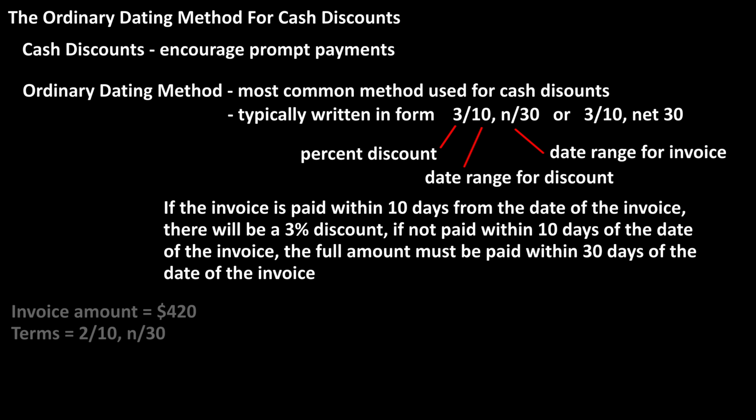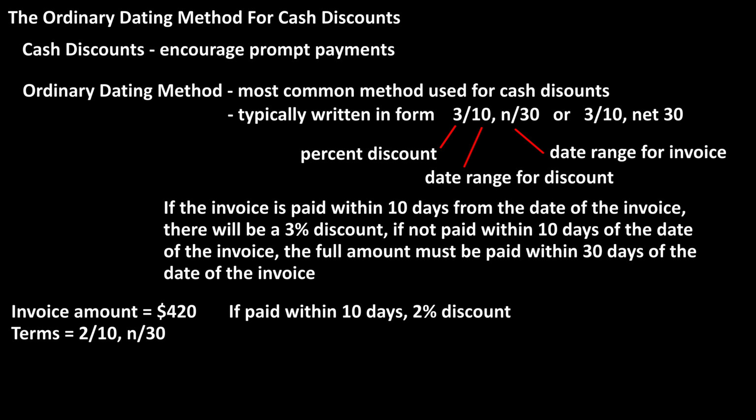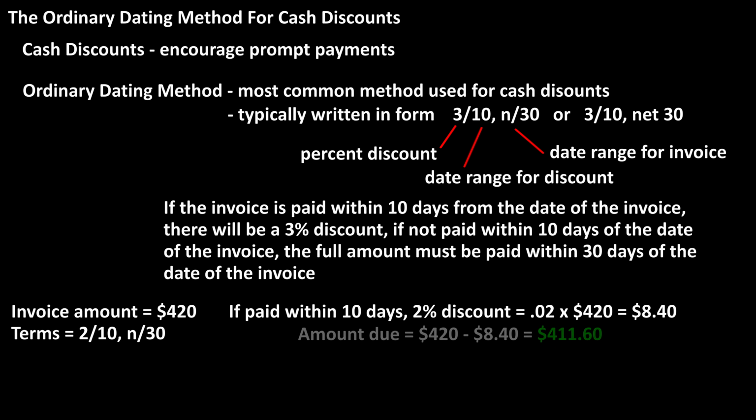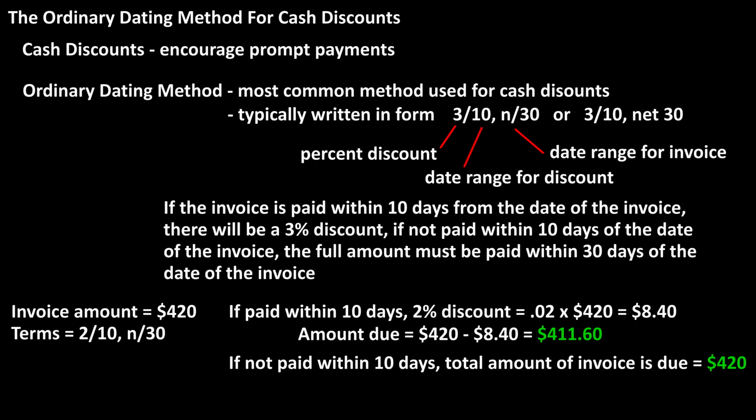As a quick example, let's say that an invoice for $420 states 2, 10, net 30. So if the invoice is paid within 10 days from the invoice date, there is a 2% cash discount. 2% of $420 is 0.02 times 420, which equals $8.40. In this case, the amount due would be the invoice amount minus the cash discount, $420 minus $8.40, which equals $411.60. And if the invoice is not paid within 10 days from the invoice date, the total amount of the invoice, $420, will be due within 30 days from the invoice date.